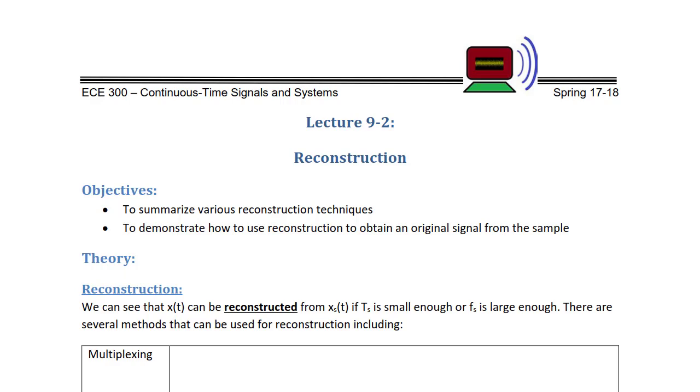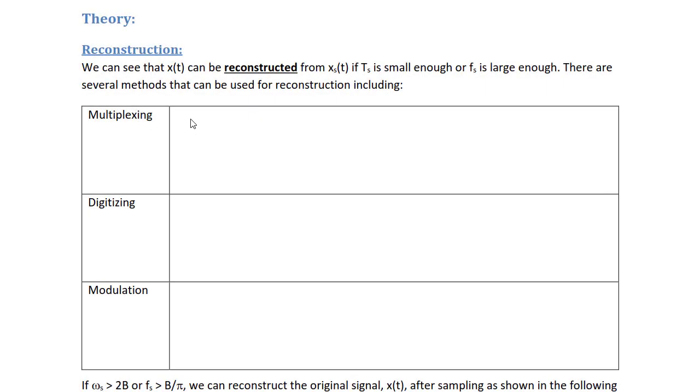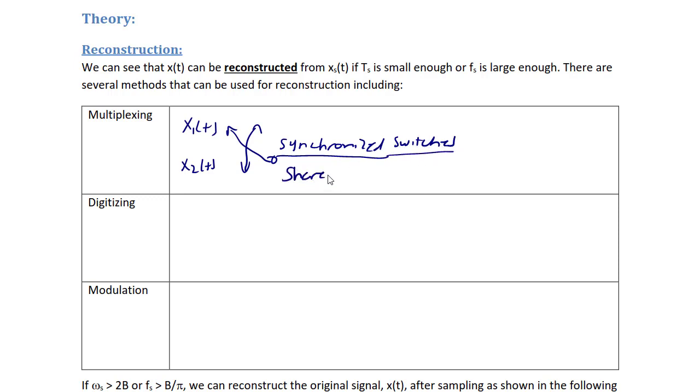There are several methods that can be used for reconstruction, including the following. The first technique is multiplexing. So you would have two signals here, and you have a switch that alternates between them. And it would go through these synchronized switches, which is also called a shared channel or bus because the data is shared between the two different signals. And then there's a switch on the other end, which outputs the two samples.